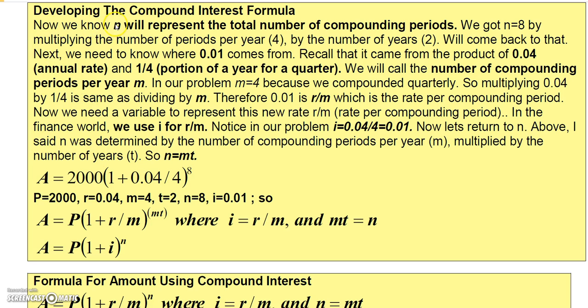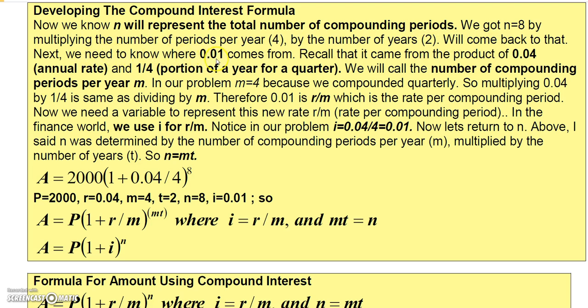We know n will represent the total number of compounding periods. So we let n equal 8, by multiplying the number of compounding periods per year, 4, by the number of years, 2. That's how we got the 8. We'll come back to that.